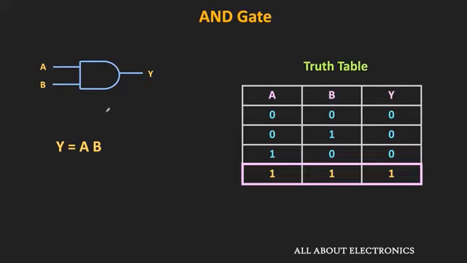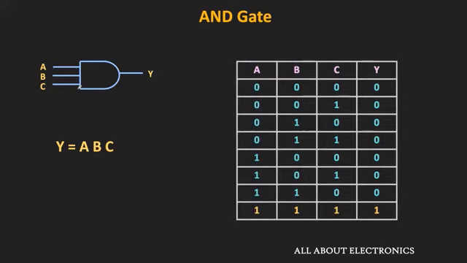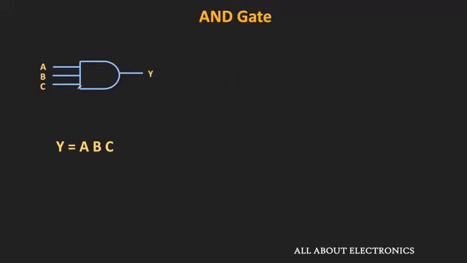So here is the symbol of the three input AND gate, where A, B and C are the inputs to this AND gate. And if we see the Boolean expression of this three input AND gate, then the output Y can be given as A and B and C. That means whenever all the three inputs are high, then and then only the output of the AND gate will be equal to high. Similarly, we can also have an N input AND gate.